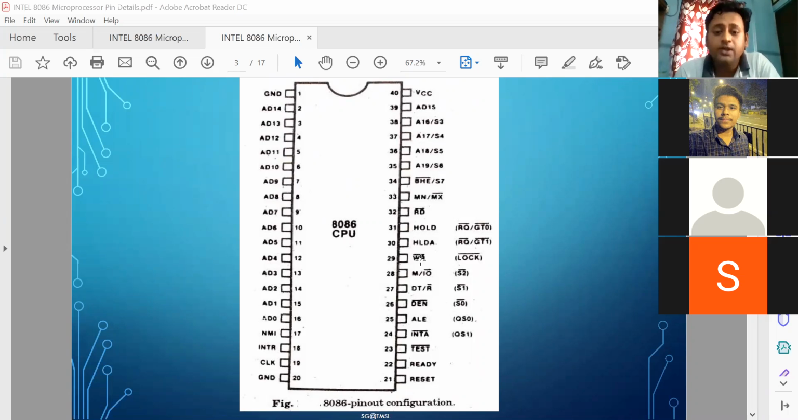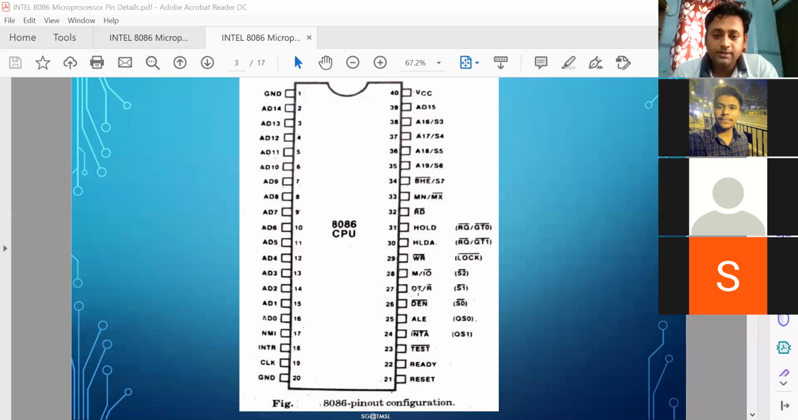M/IO bar is for memory or IO related operation, to identify whether a memory related operation is going on or an IO related operation is going on. To identify this operation, this pin may be 1 or 0. In 8085 it was just opposite, it was IO/M bar, but in 8086 it is M/IO bar, just opposite to that. Don't confuse it with the 8085. Okay.